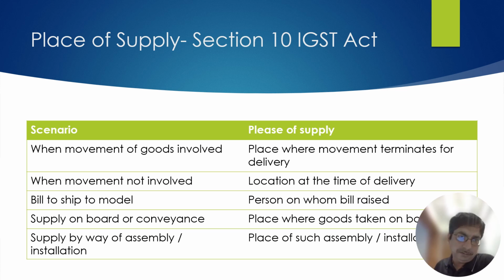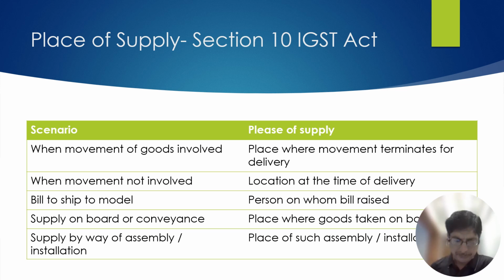See the third point, bill to ship to model. This is a little tricky. We will spend some time on this. Scenario, bill to ship to model: the place of supply is the person on whom the bill is raised. You call something a bill to ship to model when 3 parties are involved.